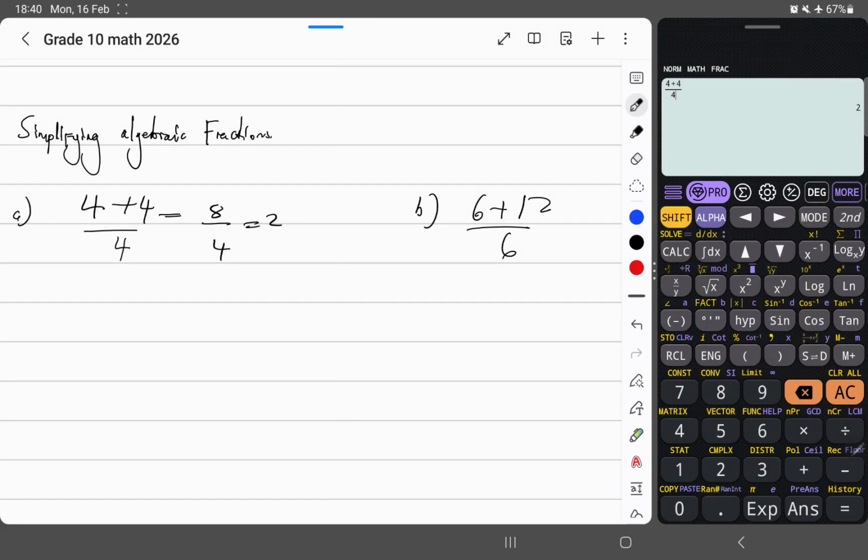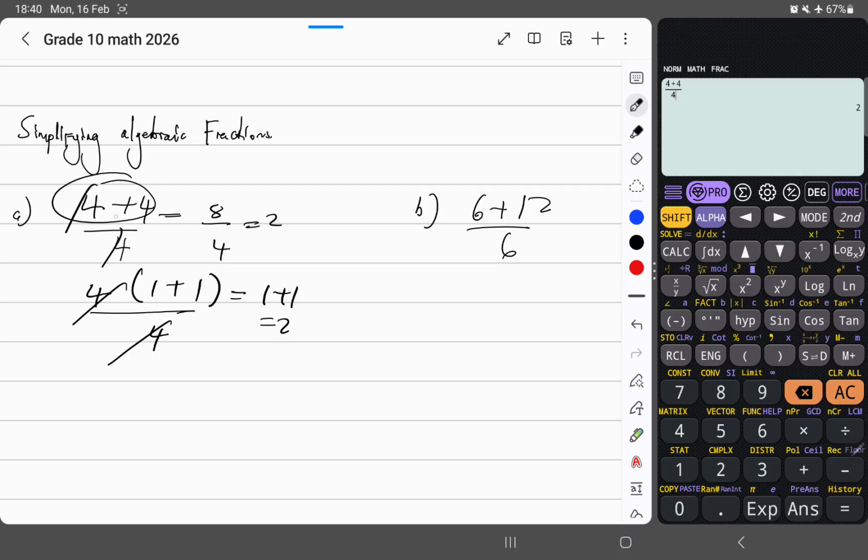But then can we find that 2 without using the 8? Yes, we can. We can factorize. I'm going to factorize my numerator such that the highest common factor will become a 4. What should I multiply by 4 such that I have a 4? It's a 1. What should I multiply by 4 such that I have a 4? It's a 1. Open bracket, divide by 4. Can you see now? Since there's multiplication involved, this 4 and that 4 can cancel, and I'll be left with 1 plus 1, which is going to give us a 2.